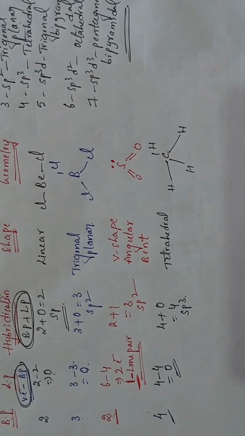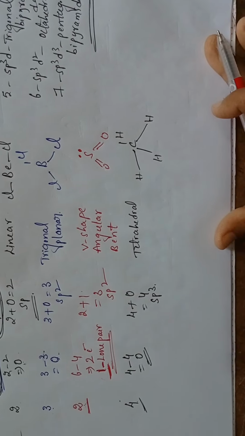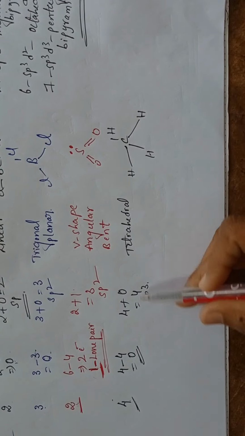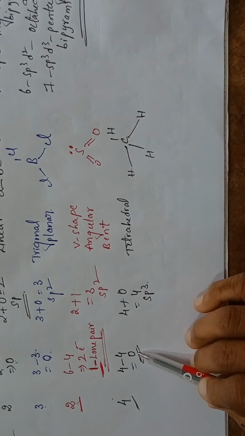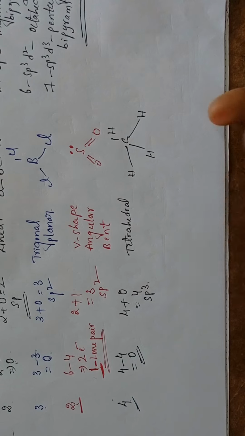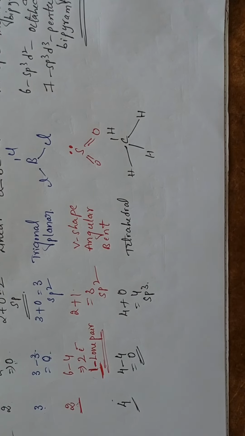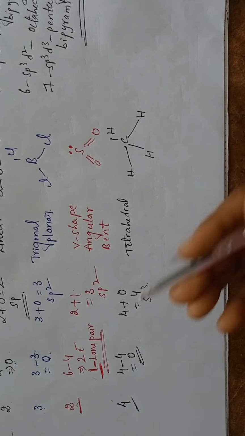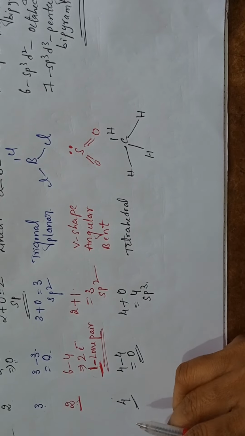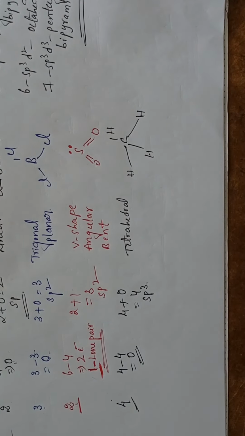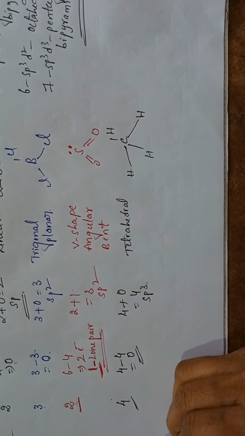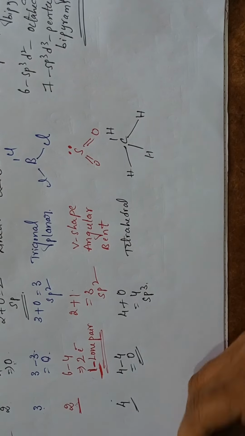Next one, students, CH4 completed. Next, sp3 only, where the lone pair is absent. Now I'm taking the lone pairs: if one lone pair is present, 2 lone pairs are there, 3 lone pairs are there. I'm taking the lone pairs examples, students. CH4 completed. Now I'm taking NH3 example, NH3.